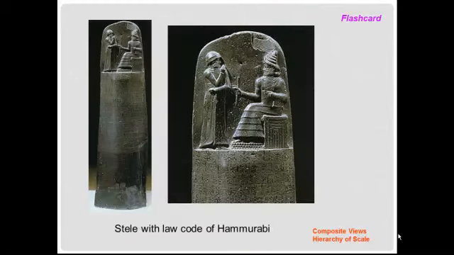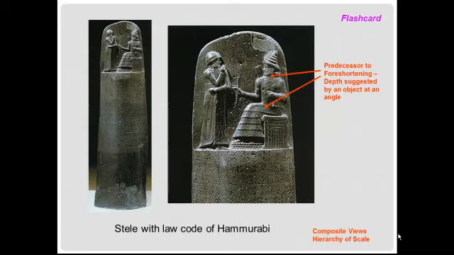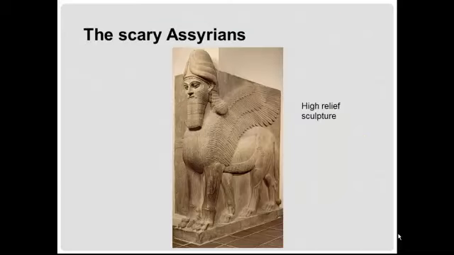Here again we see another set of pictures of the stele with the law code of Hammurabi. Just a couple of points that this makes. You see again the composite view, the twisted profile, and you see a hierarchy of scale, but that's actually rather an interesting point.